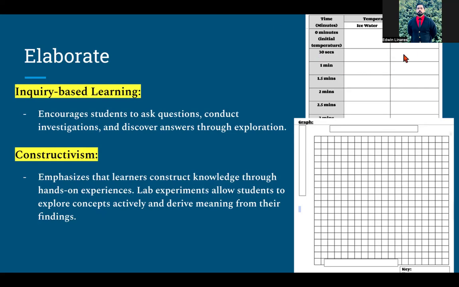Now, on the right side for this lab in particular, you will see that I have a data table at the top where students will first measure the temperature of ice water and the temperature for hot water. These waters would be in separate beakers. I believe ice water would be in a smaller beaker. Hot water would be in a bigger beaker. So to be more exact, ice water would be inside of a 100 milliliter beaker, while the hot water would be inside of a 400 milliliter beaker.